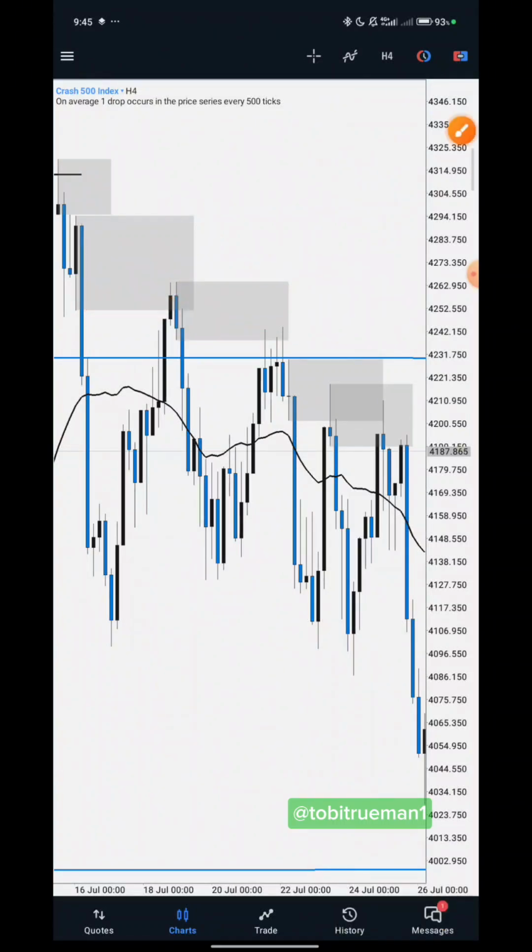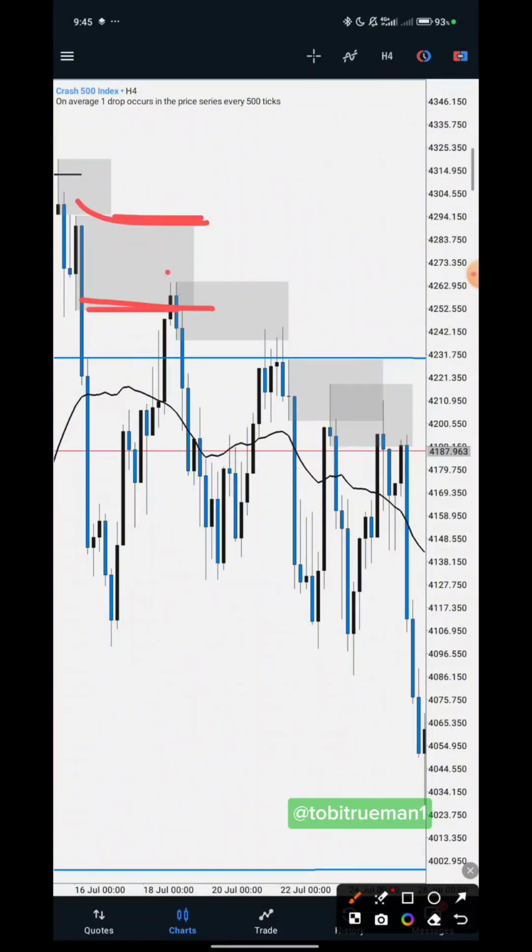Then we do not just enter this trade and say, okay, this is a supply zone, I want to sell directly. No, we have to wait. When we wait, price taps into it and gives us our evening star candlestick pattern. Then we can sell directly from here, place our stop loss at the top, and then set our target.